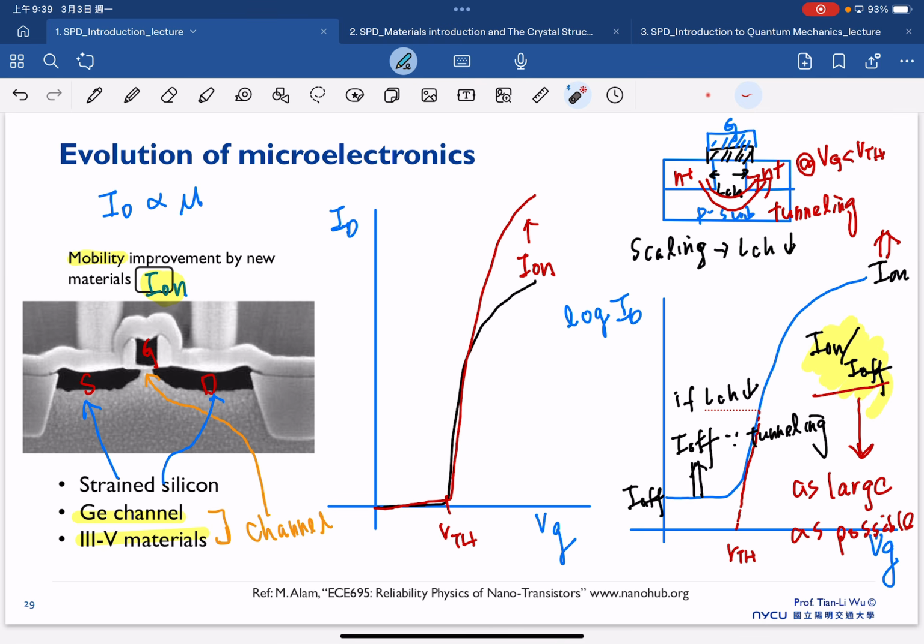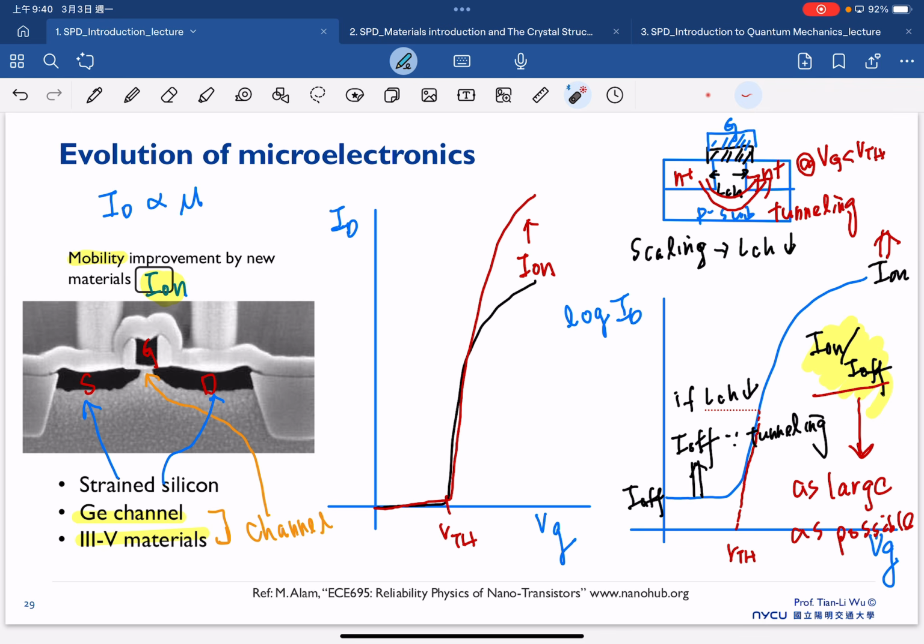Of course, there are more methodologies than we illustrate here. I think there are probably more than 1,000 ways to enhance the mobility. But here, we just quickly go through the most well-known ones, which have already been realized in commercial products, or have been proved not possible to realize in commercial products. And that's the first step in trying to improve our on current.